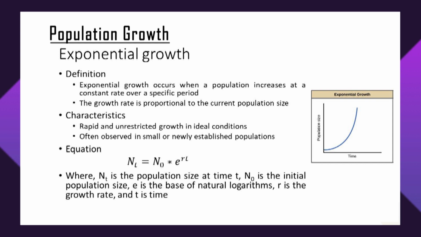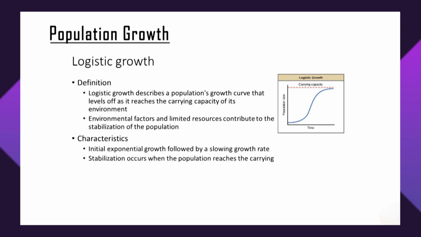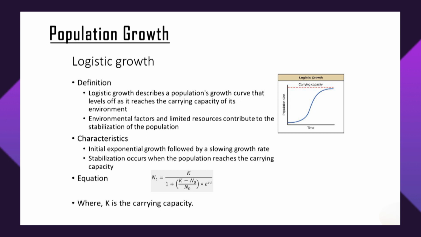Another very important type of growth is called logistic growth. Logistic growth describes a population's growth curve that levels off as it reaches the carrying capacity of the environment, and it is often influenced by environmental factors. These environmental factors contribute to the stabilization of the population. Initially the growth is exponential, followed by slowing growth rates.